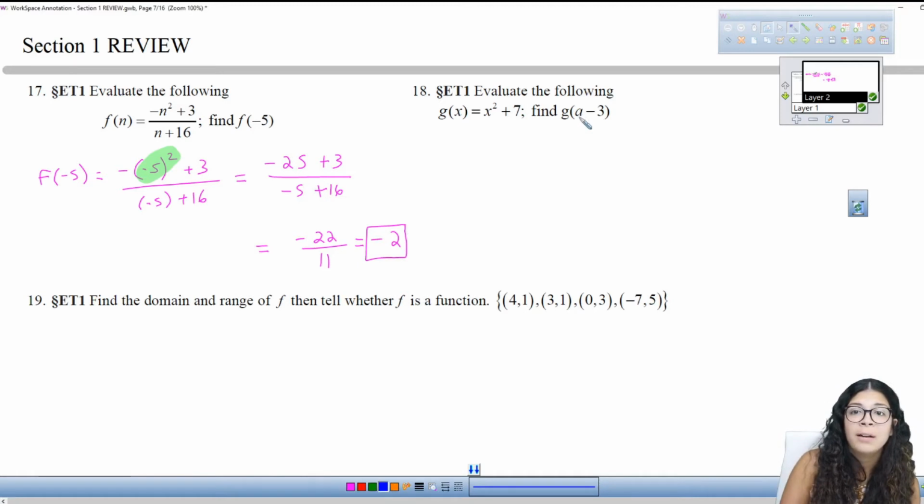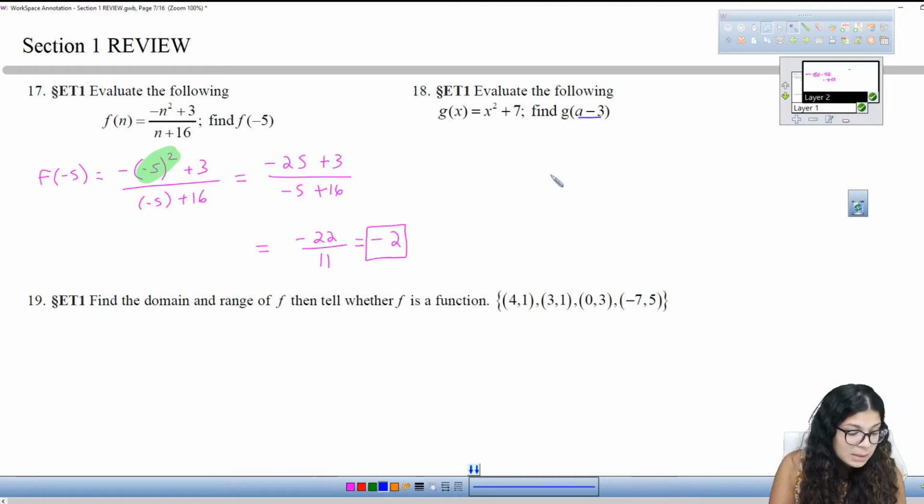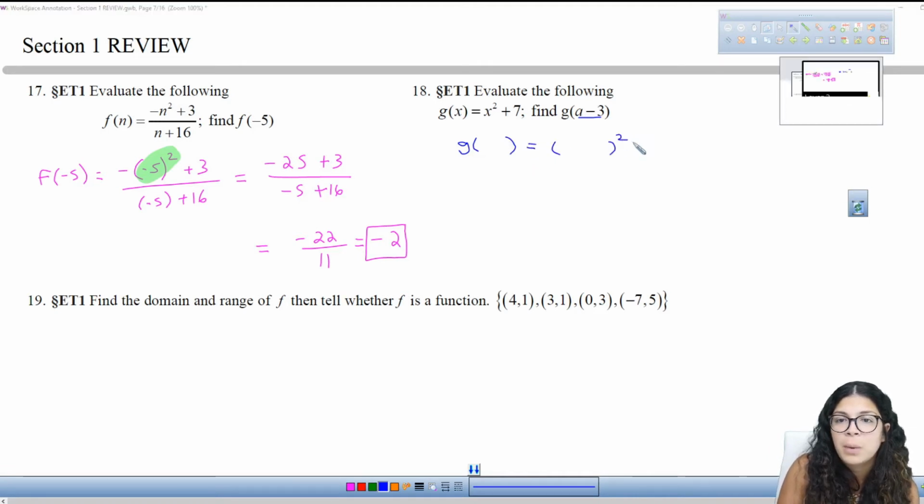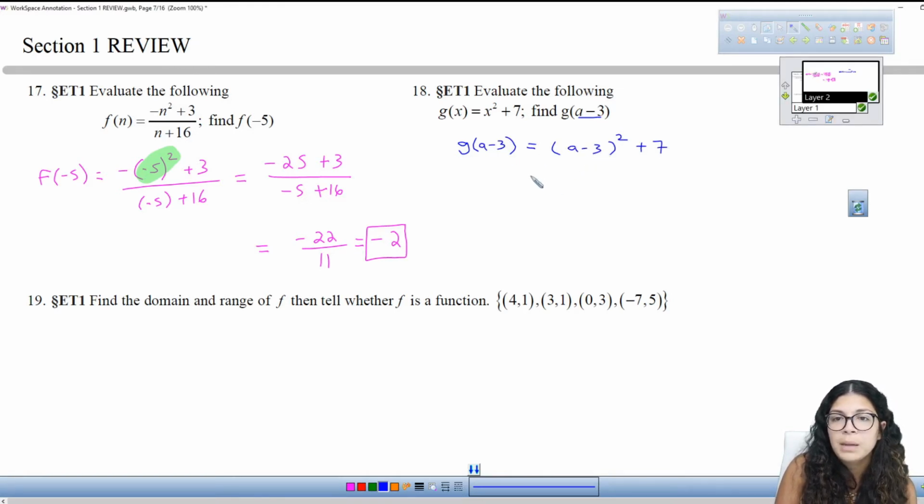On 18, we are evaluating as well. But in this case, instead of plugging in a number, we're plugging in the expression a minus 3. Okay, we're just replacing the input, right? So g of input equals input squared plus 7. So we're plugging in a minus 3. Now, a minus 3 squared, you cannot, because these are multiple terms, distribute the power. It's 2 copies of a minus 3 multiplied together.